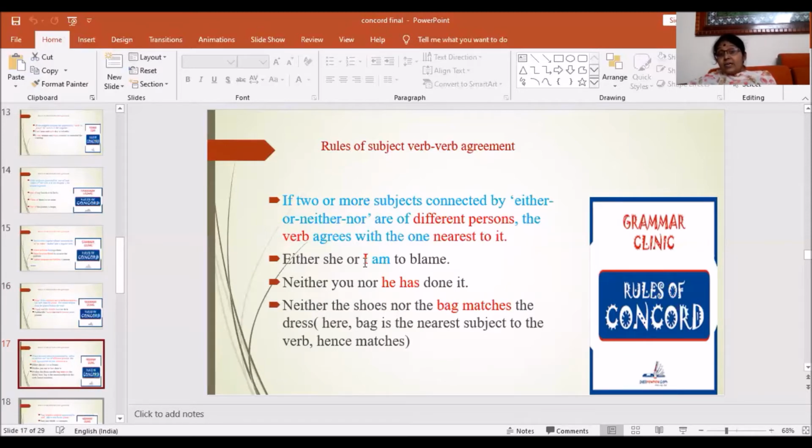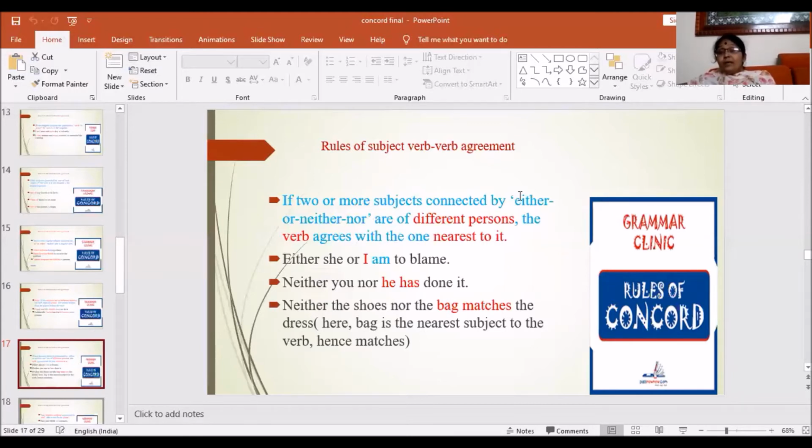Either she or I am to blame. I is the nearest one, so it will take the verb am. Neither you nor he has done it. He is the nearest, it is singular, so you have used has. Neither the shoes nor the bag matches the dress. Now it is not the shoes, but we have to take into consideration bag, right?